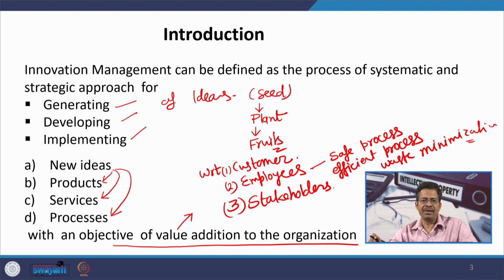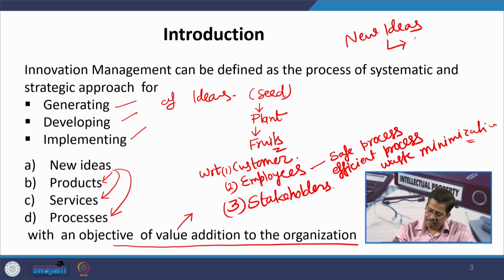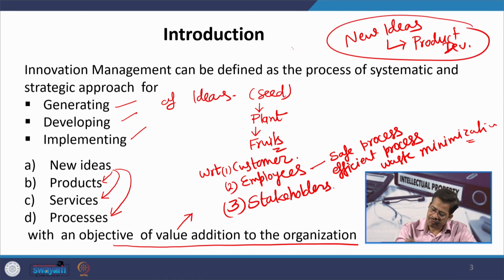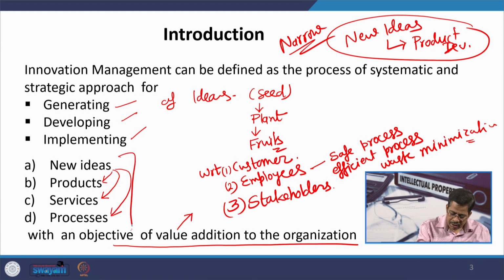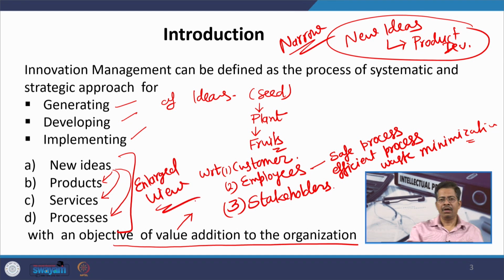So, why am I saying these things? Generally, in innovation management, new ideas we consider from a very narrow perspective. The narrow perspective is that new ideas are only for product development. Generally, we keep this very narrow view, but it is possible to have an enlarged view. So, we need to have this enlarged view, then only you will have a bigger IP portfolio. You will see more opportunities of innovation in your organization.